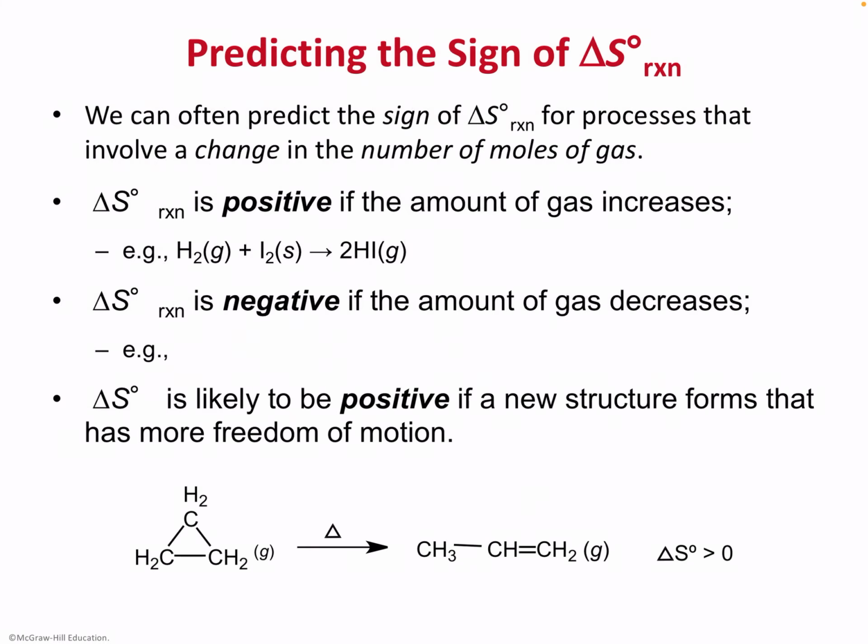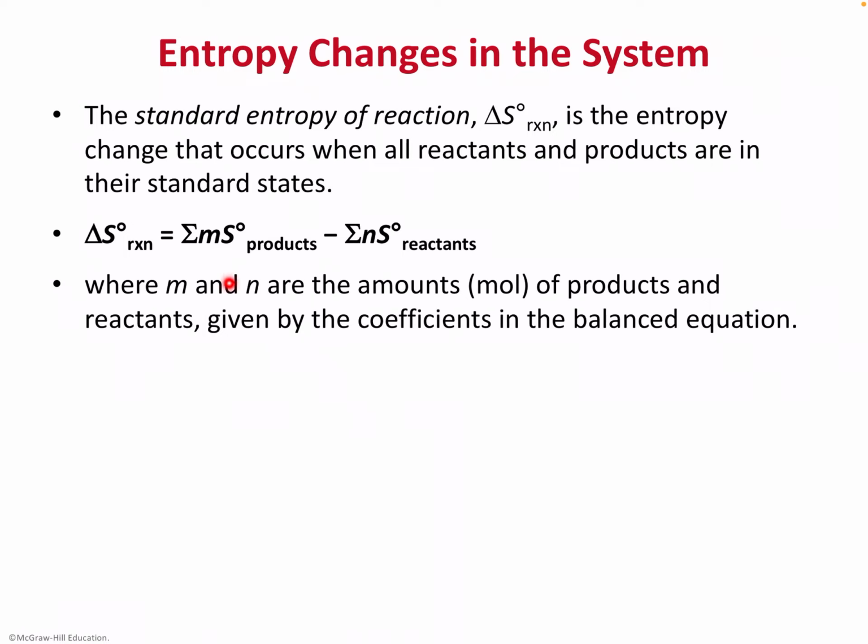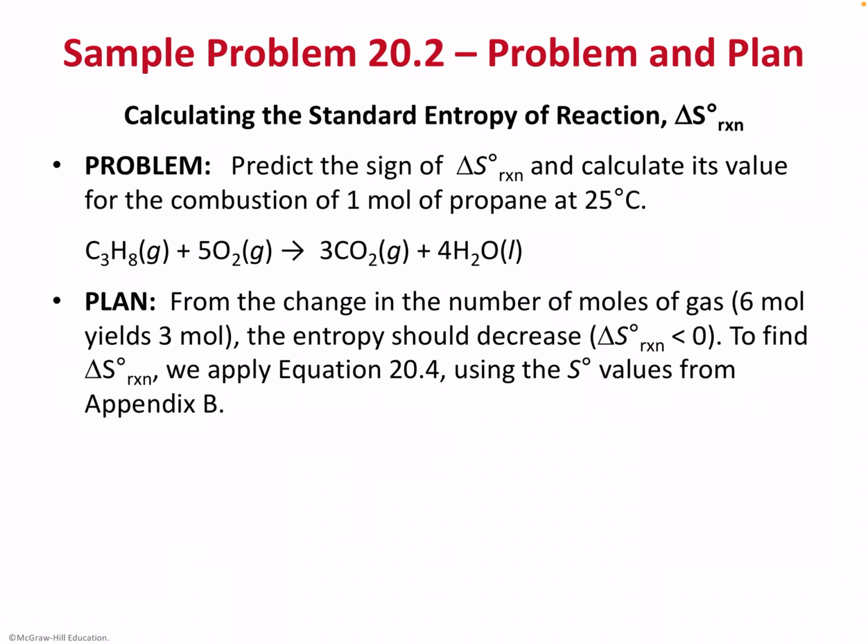So this is the equation that we are going to use. Delta S naught reaction equals the sum of all the entropy values for the products minus the sum of all the entropy values for the reactants. Normally, if you are given a problem like this, you should be given the standard entropy values of these individual molecules. And then you add up the standard entropy values for your products, taking into consideration the number of moles, and then subtract the sum of the S values for the reactants.